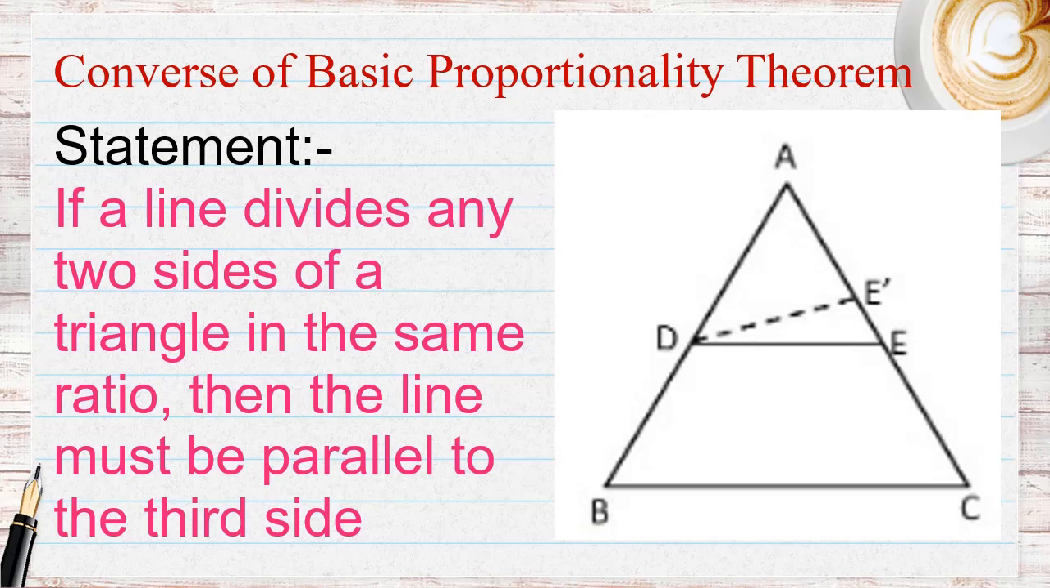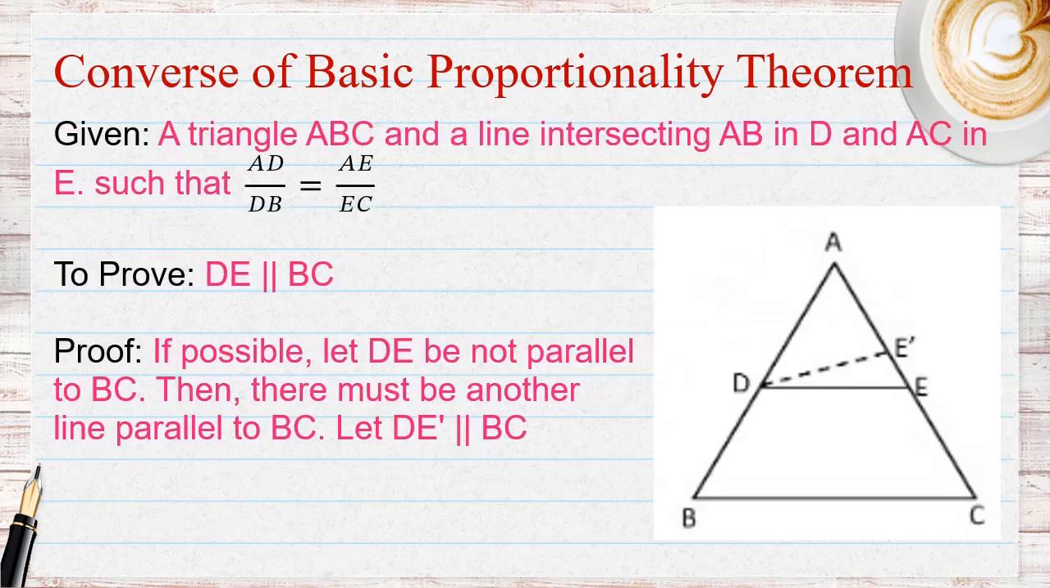Now look at the converse of BPT. Its statement: if a line divides any two sides of a triangle in the same ratio, then the line must be parallel to the third side. Given a triangle ABC, and a line intersecting AB in D and AC in E such that AD upon DB equals AE upon EC, to prove that line DE is parallel to BC.